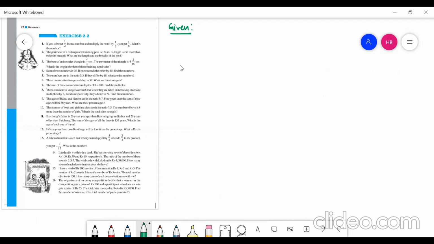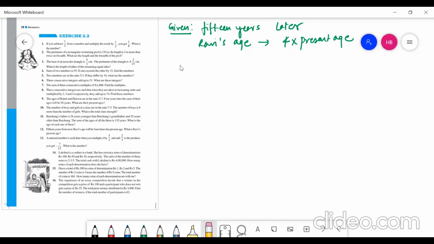So it is given that 15 years later, Ravi's age is going to be 4 times the present age, right? That's what they are saying. 15 years later, Ravi's age is going to be 4 times its present age. And what do I need to find? Ravi's age. I have always told you that when you solve these kinds of questions, you take x as what you have to find.